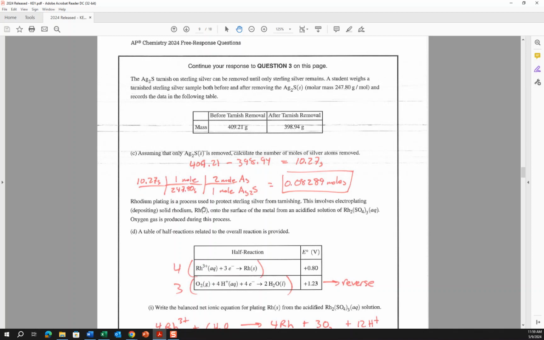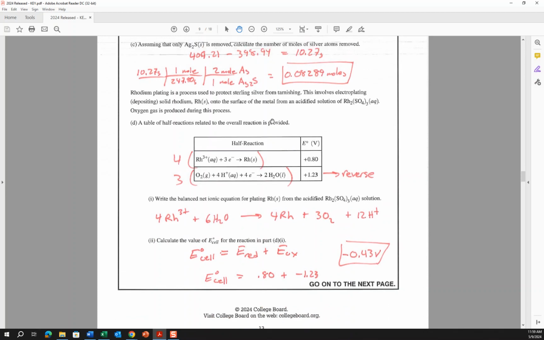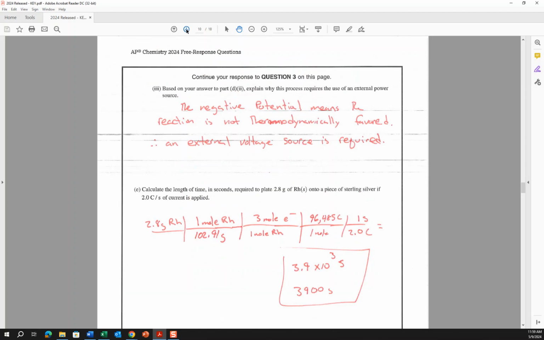They gave you the molar mass, so divide by the molar mass of silver sulfide to get moles of silver sulfide, and then recognize there's 2 moles of silver for 1 mole of silver sulfide to get moles of silver. Okay. All right. So here, part D is where I thought it was a little tricky, but when you get to this part of part D, it helps you fix your mistake if you're kind of on top of it.